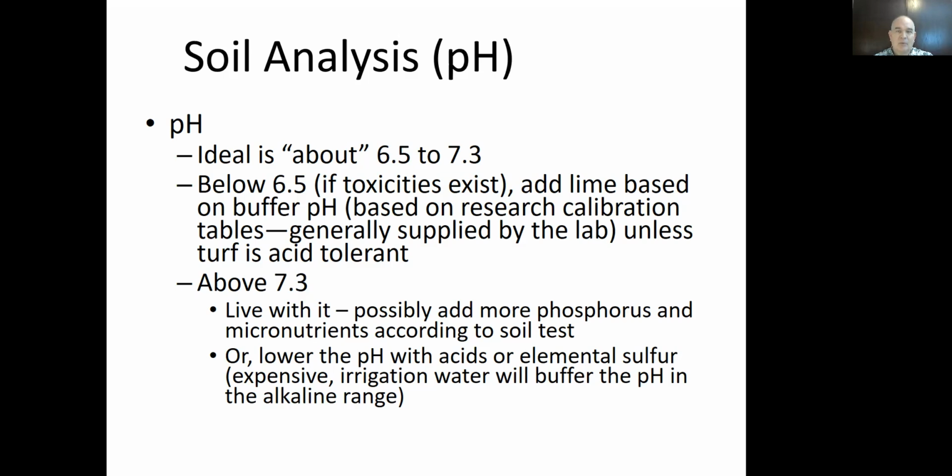Now, above 7.3, these alkaline pHs, we tend to say you kind of live with it. We're not going to recommend lowering the pH in most cases. There's two reasons for that. Number one, we can really just manage it with nutrition. It needs a little more of certain nutrients. And also, it's just not practical to lower the pH. There tends to be so much limestone in our soil and water that it's buffered in the alkaline range. And so we're going to go broke if you try to lower that pH.